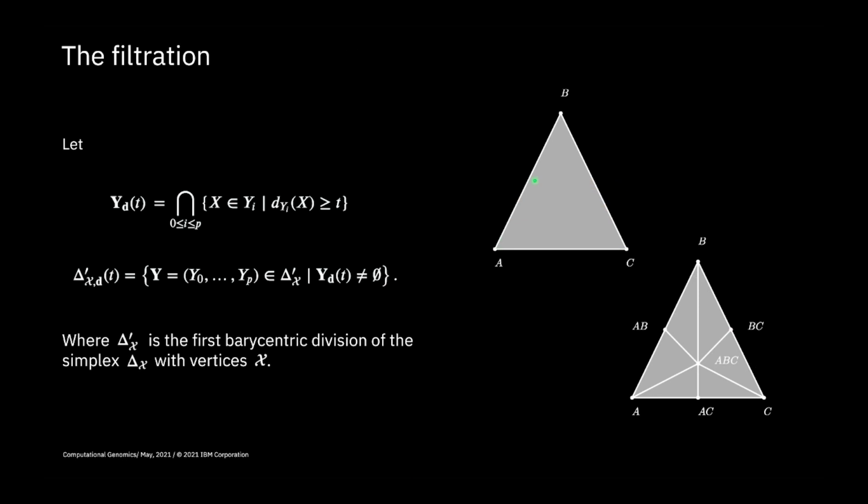We start with a simplex whose vertices are the organisms. So, for instance, if we had 3 organisms, this would be our simplex, and we subdivide it. We take the barycentric subdivision of it, and within this barycentric subdivision, we're going to take this subcomplex that is given in this way.